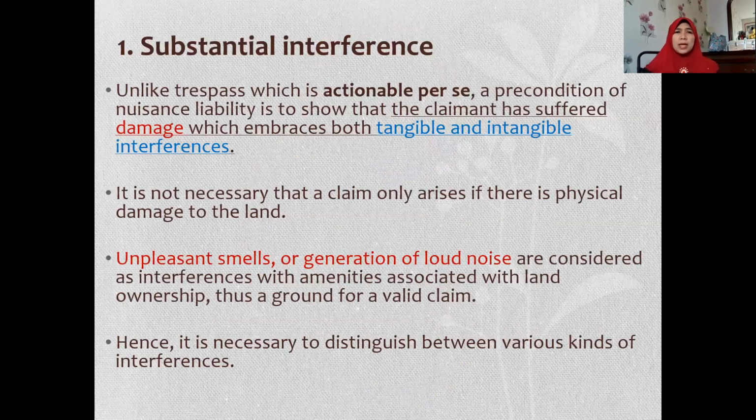We go to the first one, substantial interference. So this is a comparison. Unlike trespass, which is actionable per se, for nuisance the claimant, the plaintiff, must prove that he has suffered certain damage, which covers both tangible and intangible interference. But you must prove that it is something which is substantial. It's not really a condition that you prove any physical damage, so long as you prove it is something which is substantial.